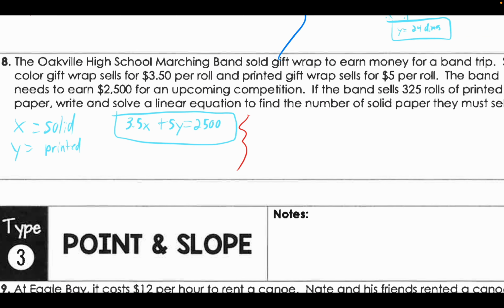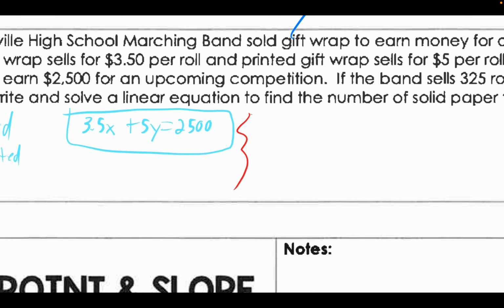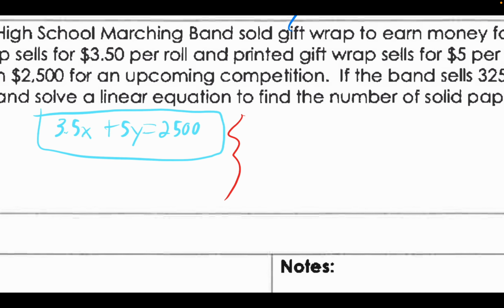Now, if we plug in that the band sold $325 of the printed paper, we need to figure out how many rolls of solid paper they would have to have sold in order to meet their goal. So that'd be 3.5x plus 5 times y, so 5 times 325 is equal to 2,500.